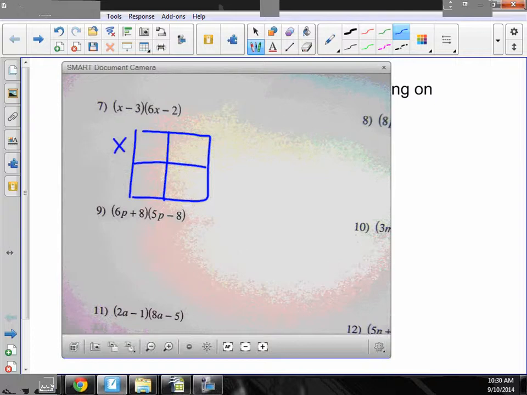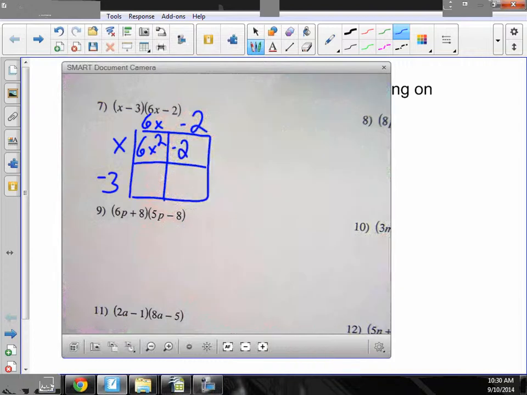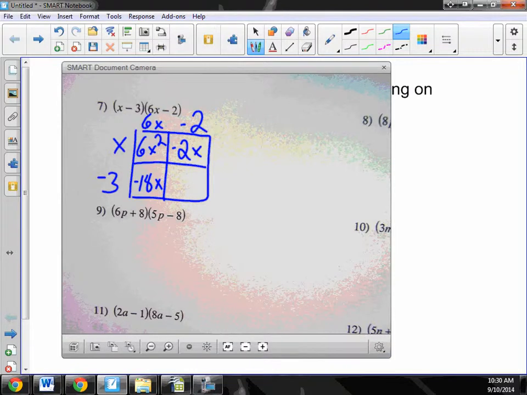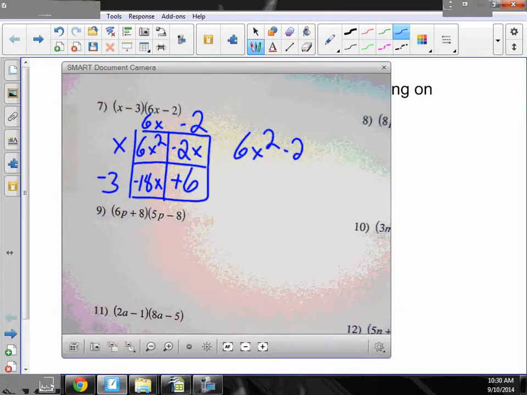So x, negative 3, 6x, and negative 2. X times 6x is 6x squared. X times negative 2 is negative 2x. Negative 3 times 6x is negative 18x. Negative 3 times negative 2 is plus 6. Then if you look at the diagonals, we have 6x squared. The middle diagonal is negative 2x and negative 18x, which is minus 20x, and then plus 6. Good.